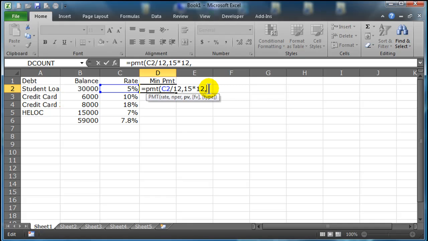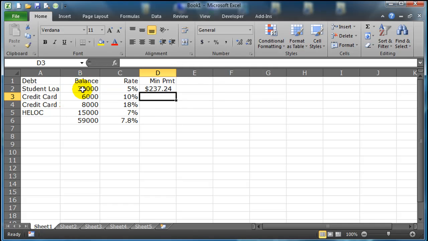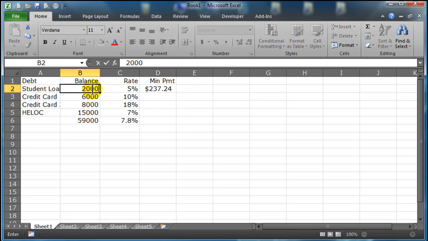I can simply figure out, okay, well, what's the balance going to be? And at this point, my balance is going to be a negative version of my $30,000 student loan balance. So I'm going to close the parentheses, press enter. So the minimum payment for my student loan to pay it off in 15 years is $237.24.